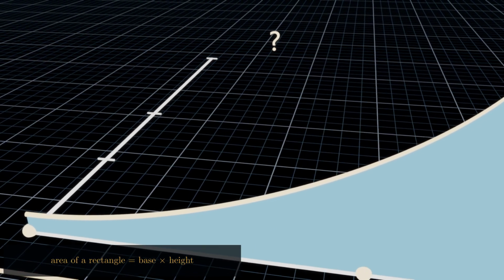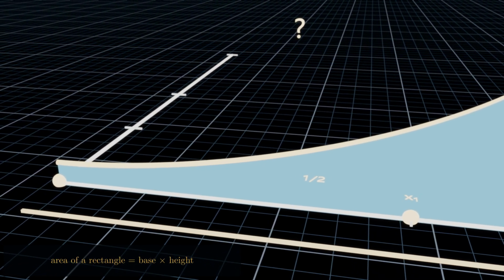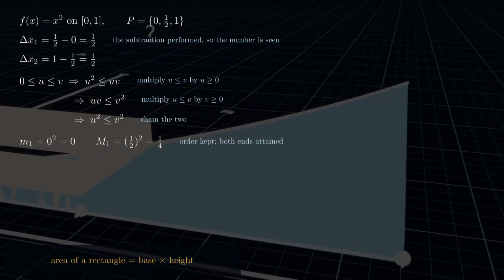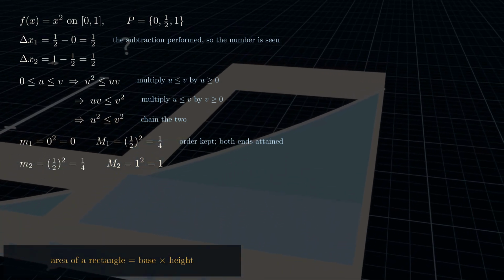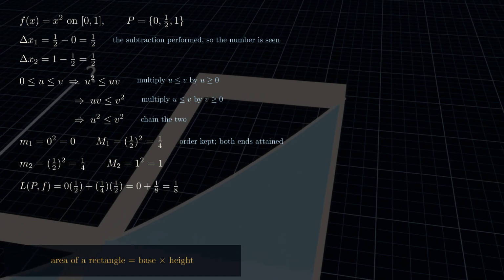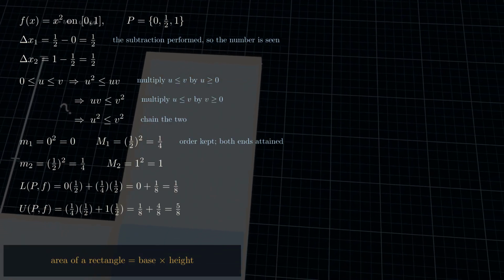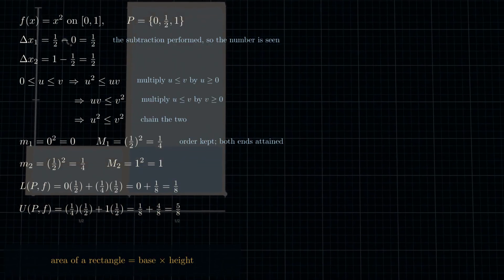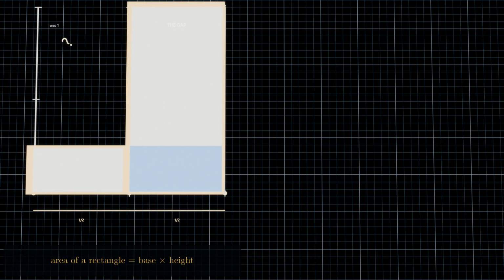So the values run from 0 squared up to 1/2 squared, both ends reached at x equal to 0 and 1/2. So m_1 is 0, M_1 is 1/4. By the same reasoning, m_2 is 1/4 and M_2 is 1. Multiply each height by its width and add. The lower sum is 1/8, the upper sum 5/8. So the area is at least 1/8 and at most 5/8. The gap was 1, now it is 1/2. Two rectangles halved it. Imagine what 1,000 will do.